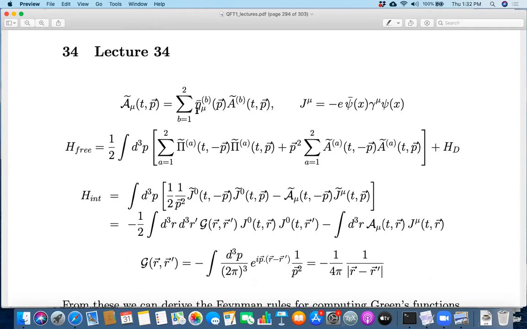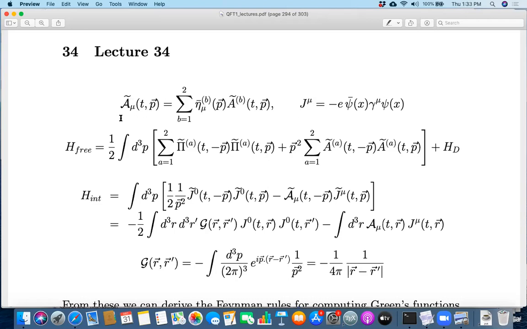So let me briefly recall where we were yesterday. We are quantizing Maxwell's theory coupled to electromagnetism. In that theory, we defined several things. First of all, we defined this quantity A tilde mu, which has the property that its transverse components are the same as the original gauge field transverse components. But for example, its zero component has been set to zero, even though the original gauge field does have a non-zero zero component. And that's in fact proportional to J0.